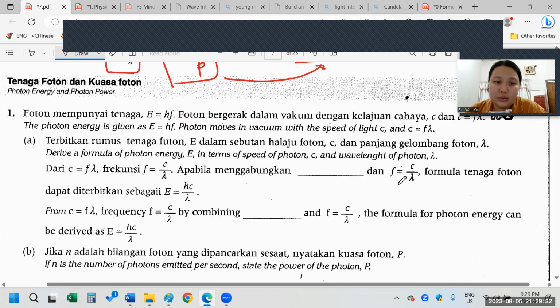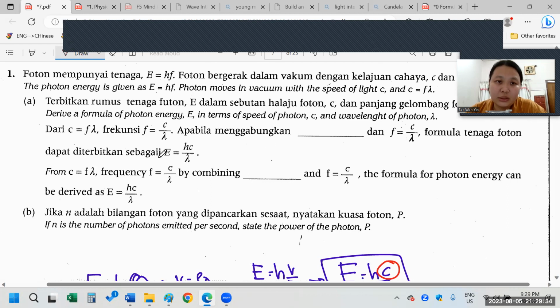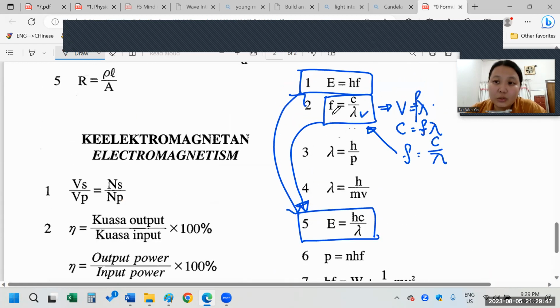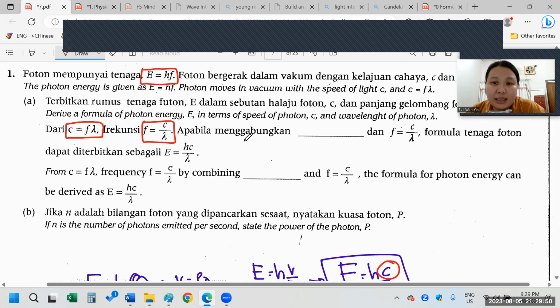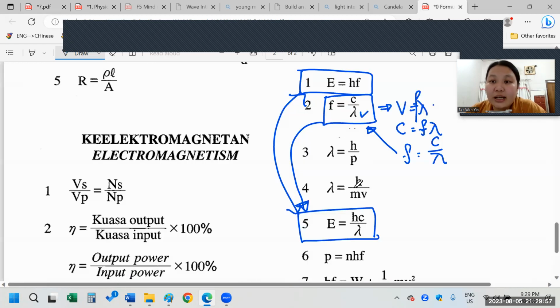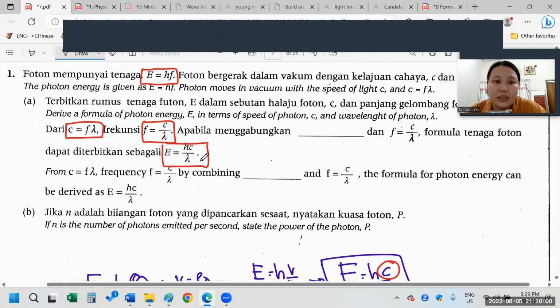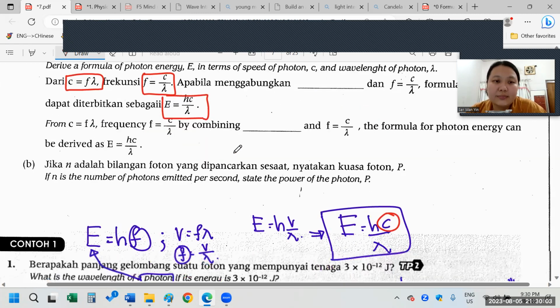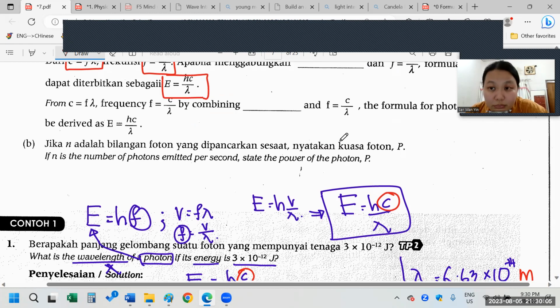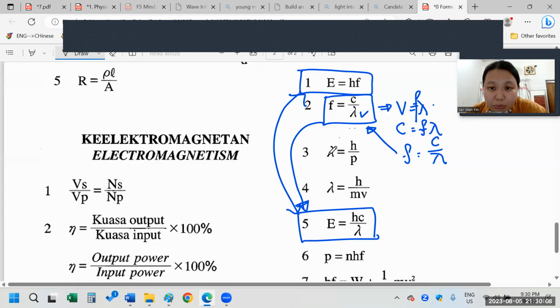So today we learned how many formulas? Number one, E equals hf. Number two, c equals f lambda, so f equals c over lambda. Don't worry, formulas 1 and 2 are given. Then if we substitute, we will get number 5. And then the momentum here.